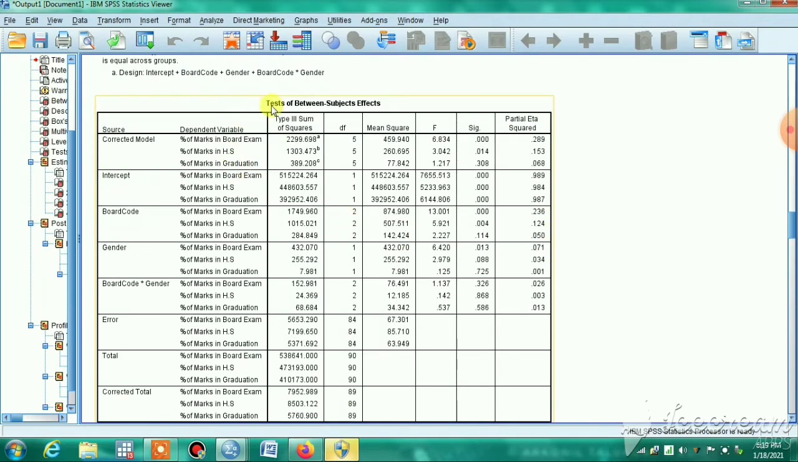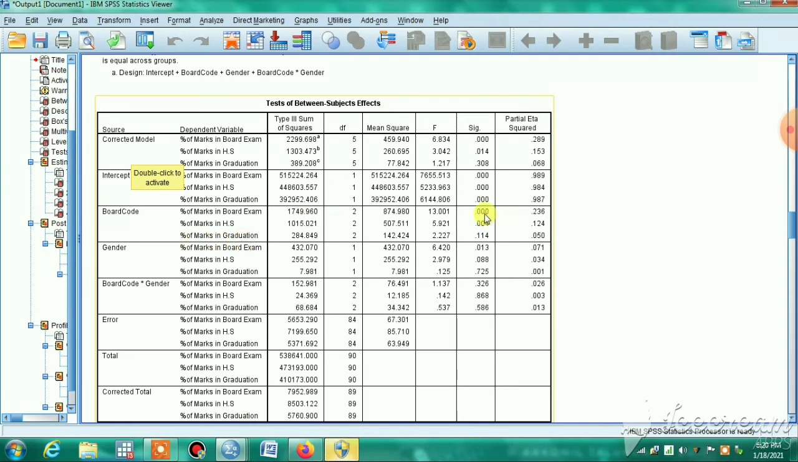Now the tests of between-subject effects, that means we are considering from here the board code, and the significance level is like this. With respect to board code, the tests of between-subject effects: percentage of marks in boards, percentage of marks in HS, percentage of marks in graduation.